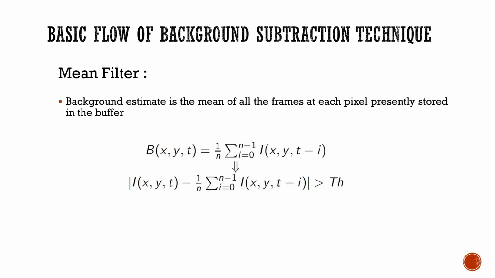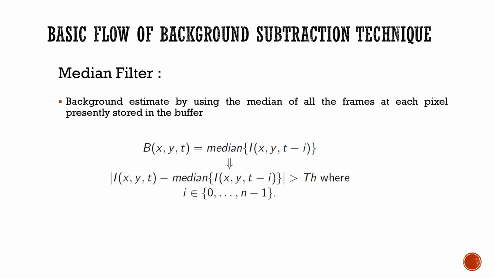Next technique is the mean filter technique, in which the thresholding is compared with the mean of all the frames at each pixel presently stored in the buffer. Similarly, the median filter technique. In this technique, the background is estimated by using the median of all the frames at each pixel presently stored in the buffer. It is modeled under the assumption that the pixel remains in the background for more than half the number of frames. The computational complexity for this algorithm is n log n per pixel.